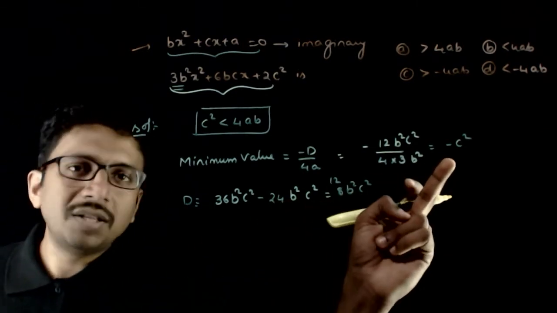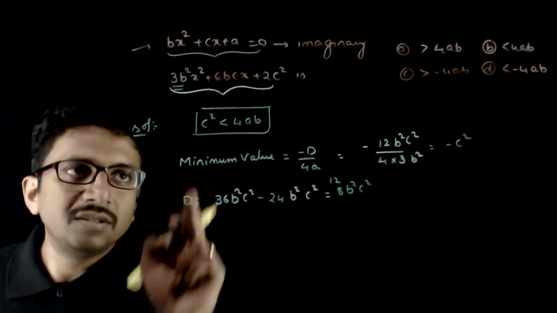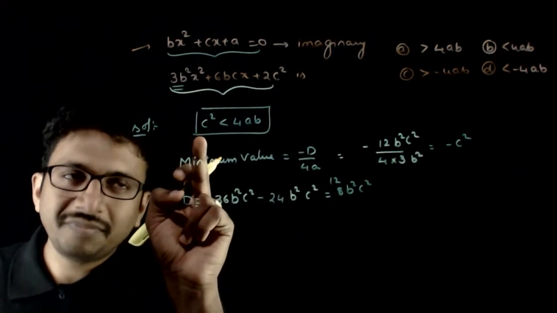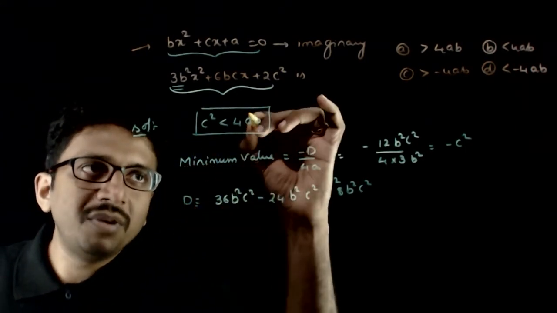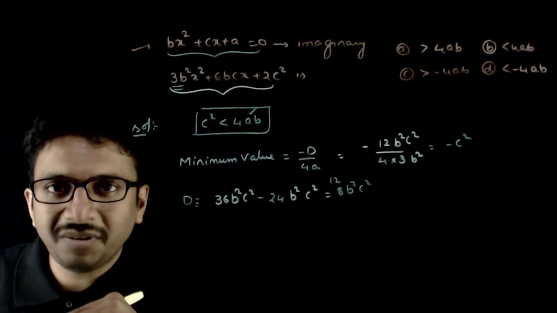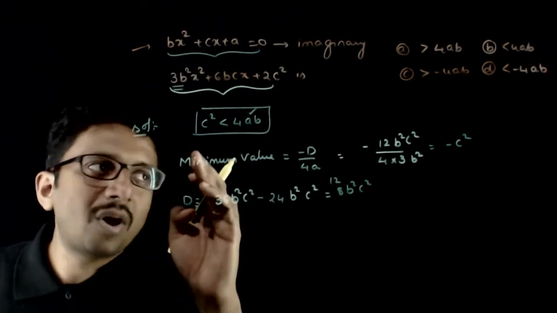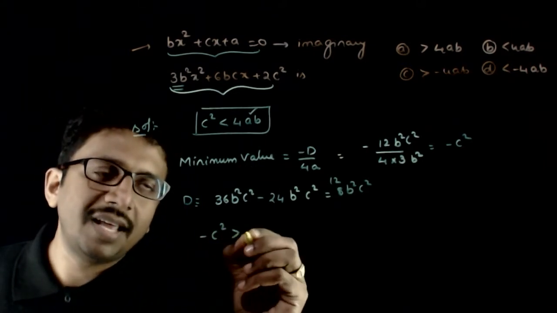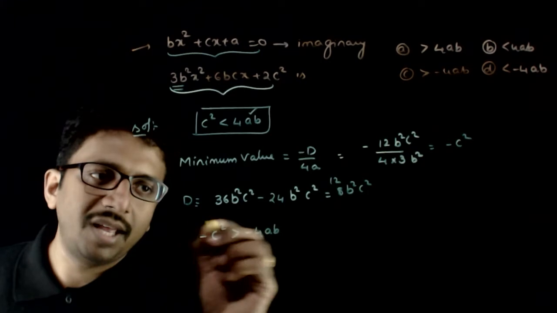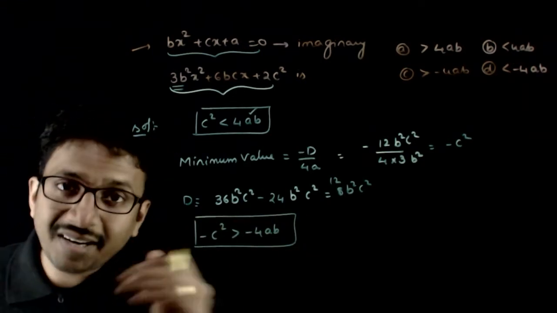So now, once you have minus c square, we know that c square is less than 4ab. So c square is a positive number, right? C square is a positive number. So this positive number is less than 4ab. That means 4ab is also a positive number. So if you know that c square is less than 4ab, what can you say about minus c square? So minus c square is greater than minus 4ab. Minus c square is always greater than minus 4ab.